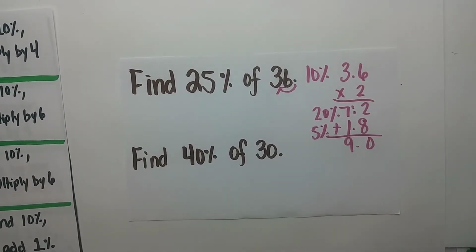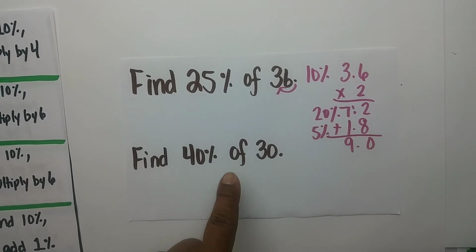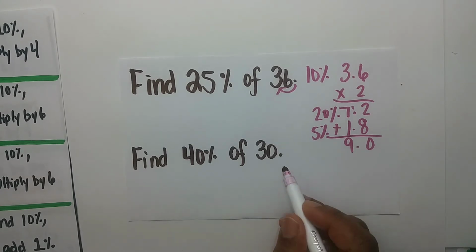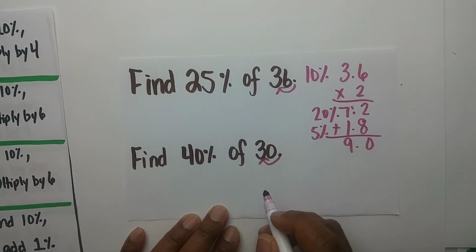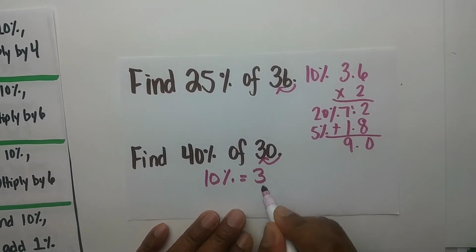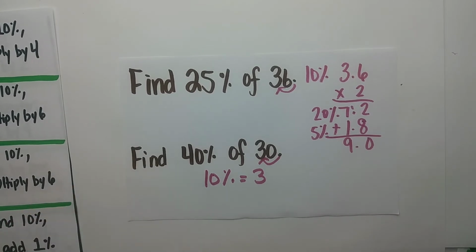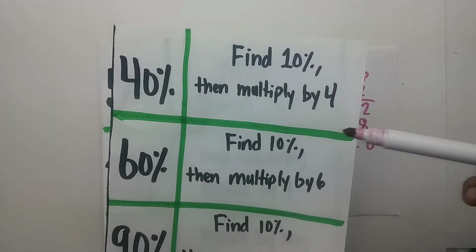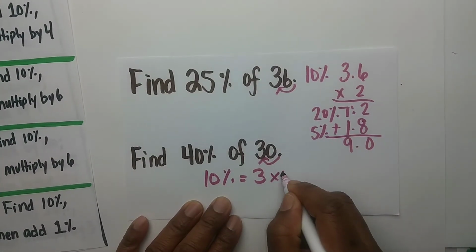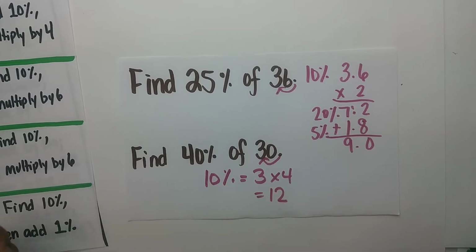What about 40% of 30? What is 10% of 30? How many times am I going to move the decimal point, to the left or to the right? I'm going to move the decimal point to the left 1 unit. So 10% of 30, in my mind, I should be thinking that it's just 3. So to get to 40%, just like the rule stated, I find 10% and multiply it by 4, and 3 times 4 is simply 12. So 40% of 30 is simply 12.